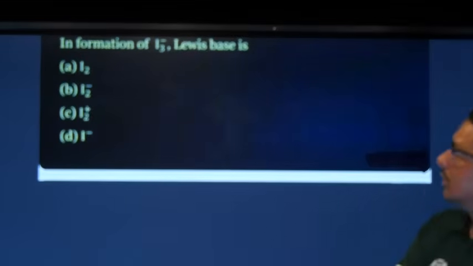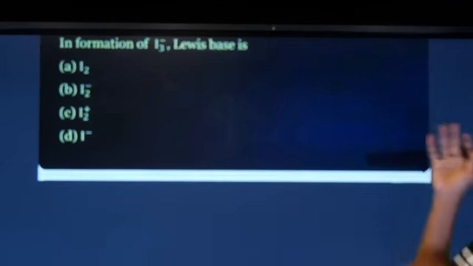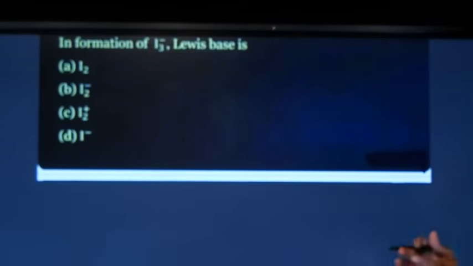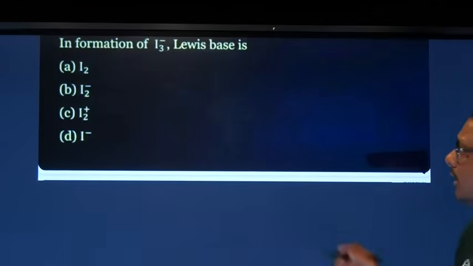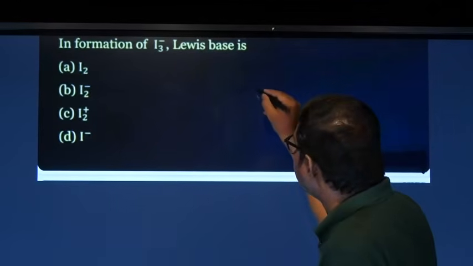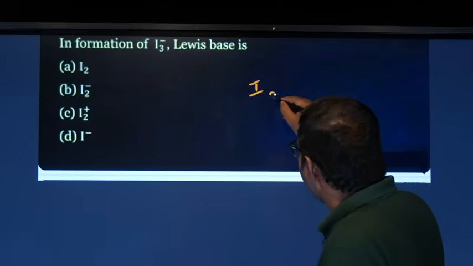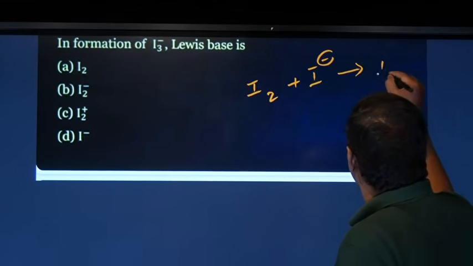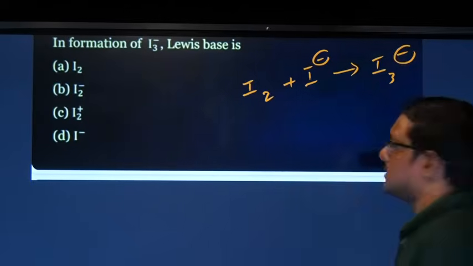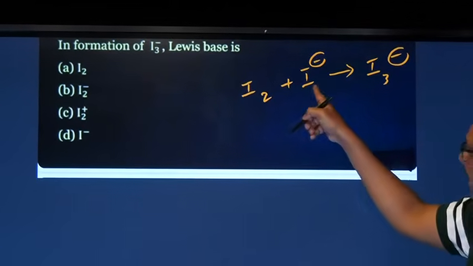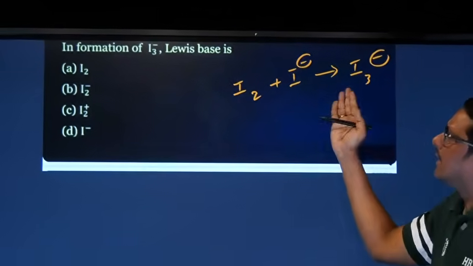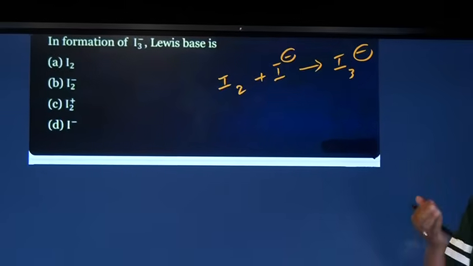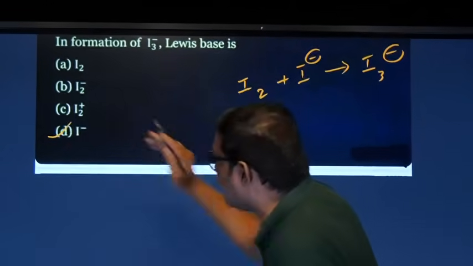Then the next question, another most important question: in the formation of I3 minus, which acts as the Lewis base? In the formation of I3 minus, I2 plus I minus combine to form I3 minus. Here, I minus acts as a Lewis base. So the correct option is option D, I minus.